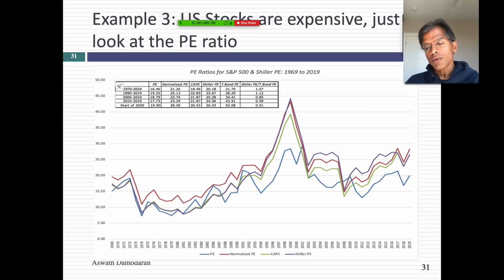So this is the start of 2020. I've graphed out the PE ratios for the last 50 years. I've graphed out 4 different PE ratios. The first is trailing PE, the level of the S&P 500 divided by the earnings per share in the most recent year. The second is a normalized PE where I take the price today and divide by the average earnings over the last 10 years.